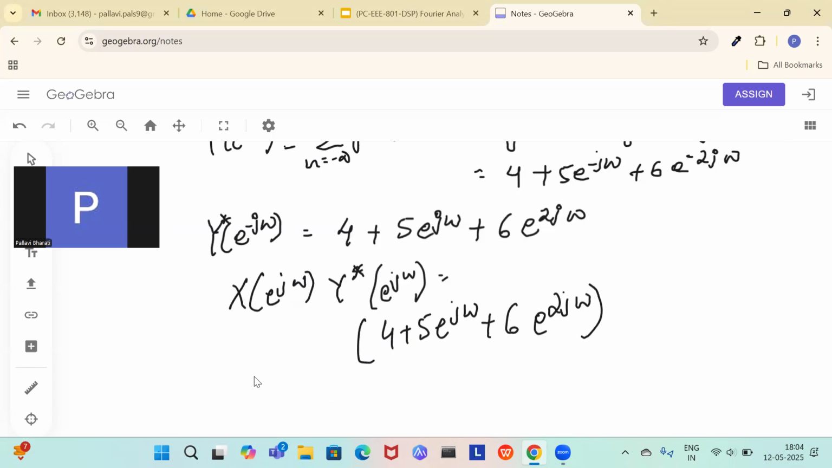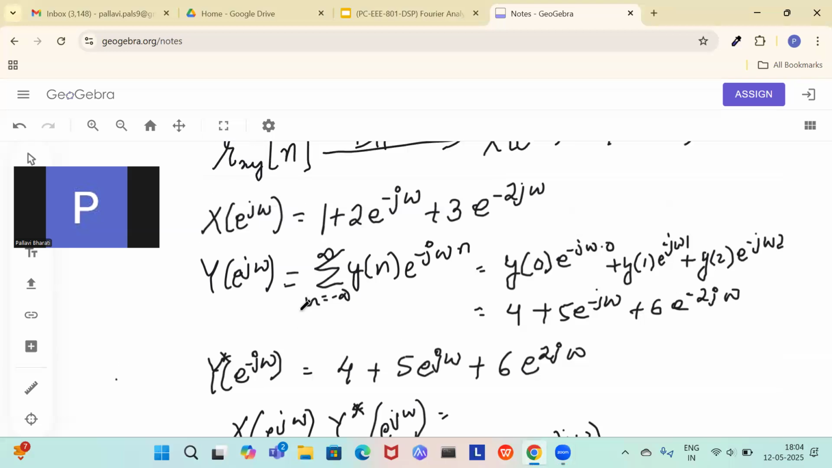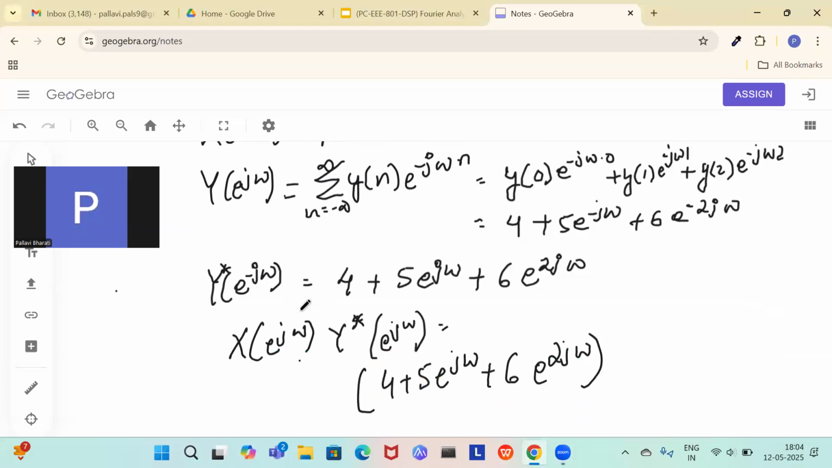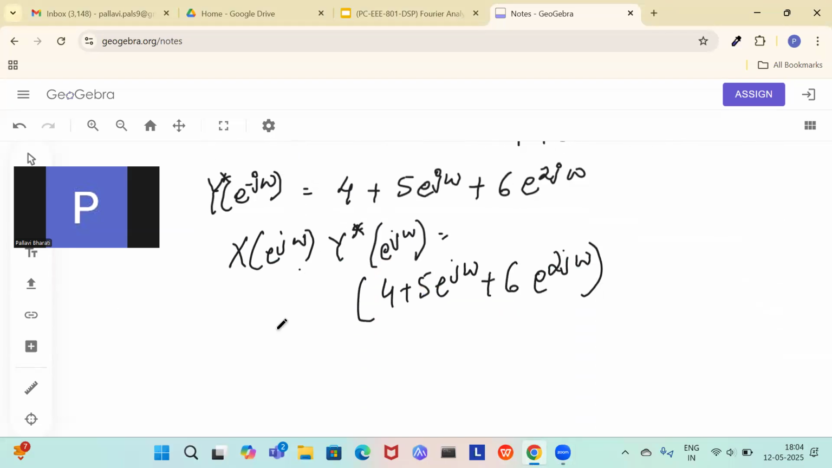And the X1 was what? X of e j omega was 1 plus 2 e to the power minus j omega plus 3 e to the power minus 2j omega. Now you just need to multiply it term by term. Means 1 multiply with all, 2 e to the power minus j omega multiply with all, and this one also. So that will give you the answer for this problem.